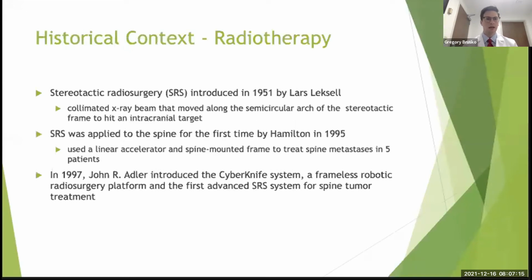However, stereotactic radiosurgery was introduced in 1951 by Lars Leksell. We all know about the Leksell frame. And that then was subsequently applied to the spine for the first time in the 1990s. In 1997, the CyberKnife was developed, became a frameless robotic radiosurgery platform, and it helped advance stereotactic radiosurgery systems for spine tumors.